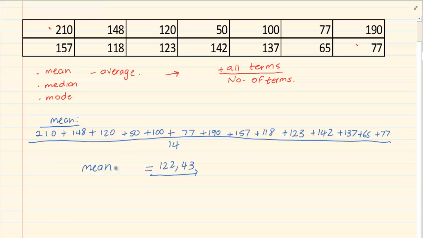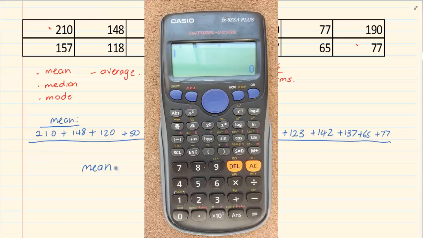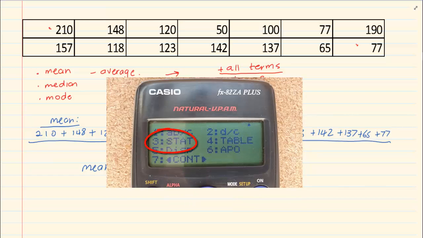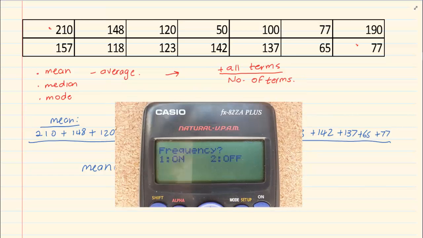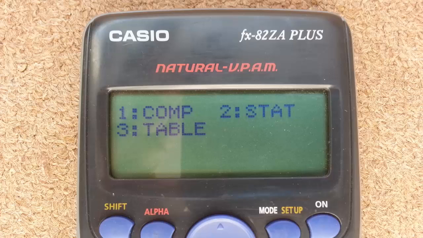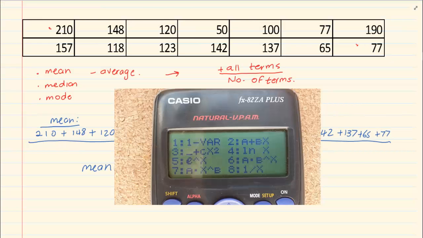Now you also need to learn how to use your calculator. Firstly, we'd like to set your calculator up to have a frequency table in it. You're going to press shift and then mode. Then you're going to go down and it will have number 3, which is stats. You're going to put number 1, which is frequency, on. Then you're going to press mode again and number 2 says stats. What we're working with is number 1, which is variance.